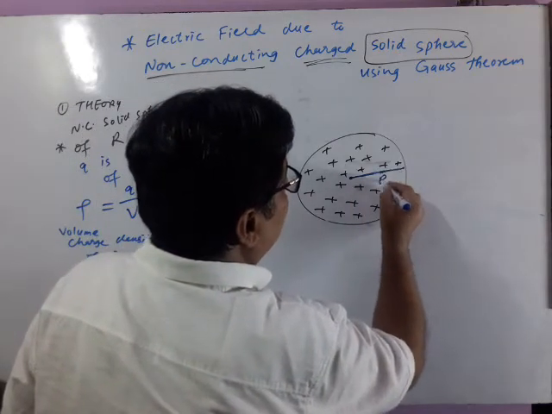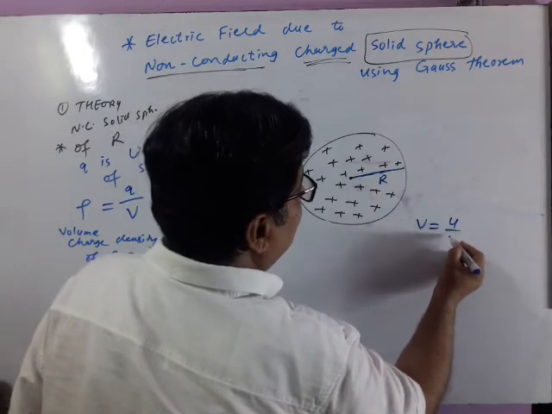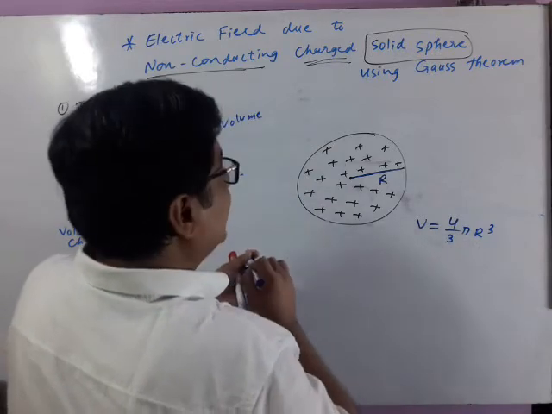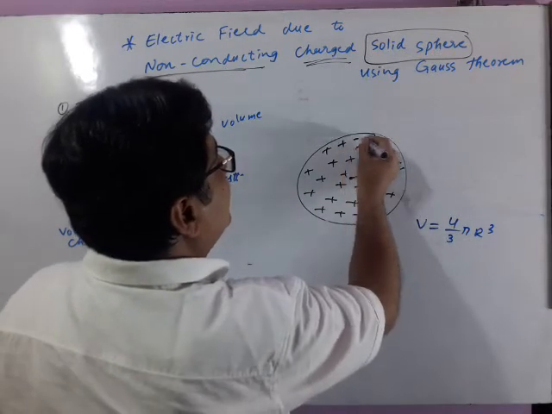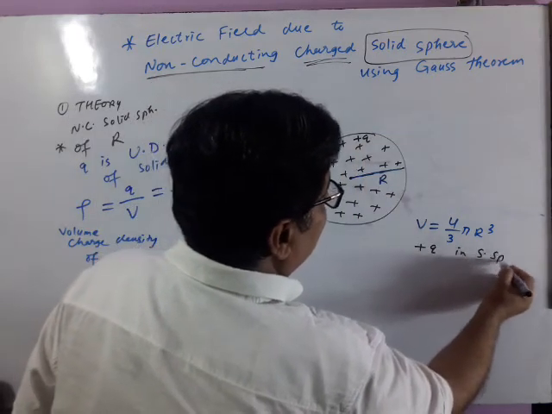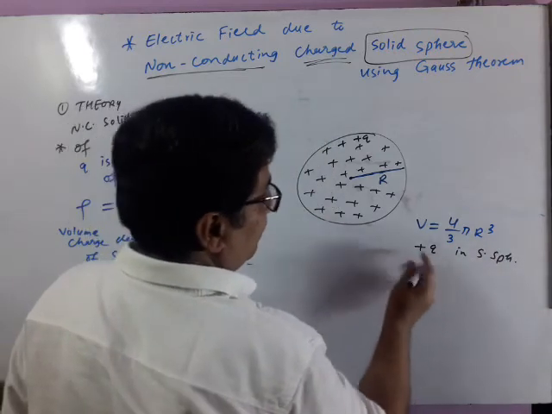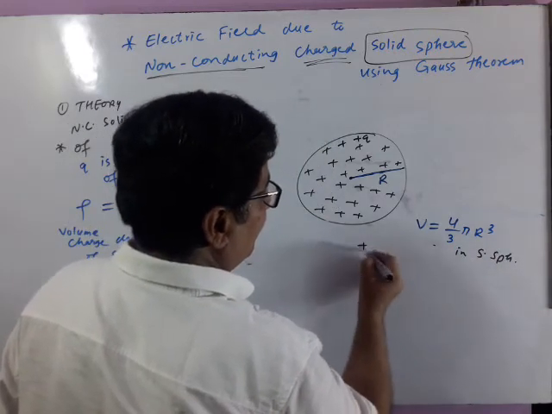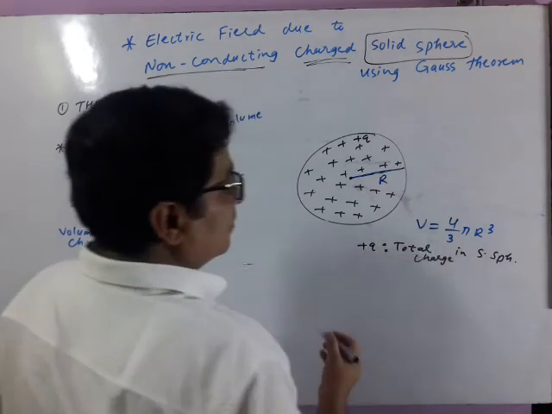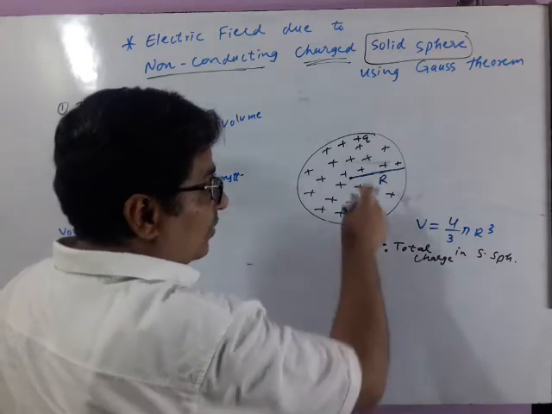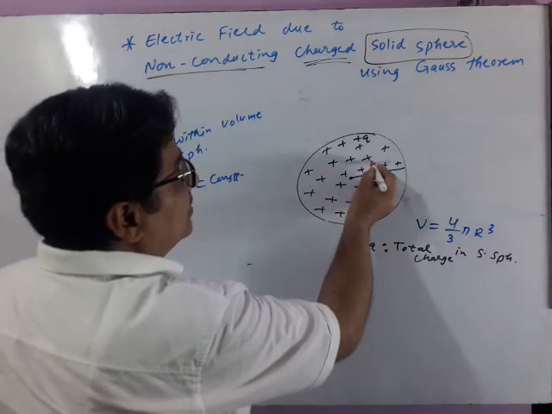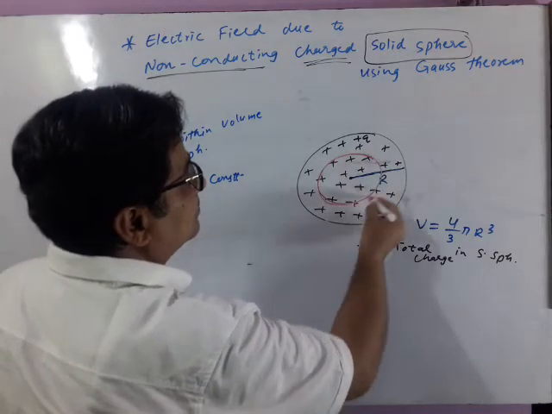This is the whole radius and the whole volume of the sphere is 4 by 3 pi R cube. Let us say the total charge in this sphere is plus Q. So we will write the total charge in the solid sphere is plus Q. So total charge over whole volume. If I say this portion, now focus on this.